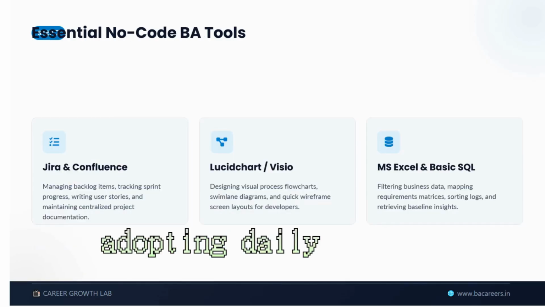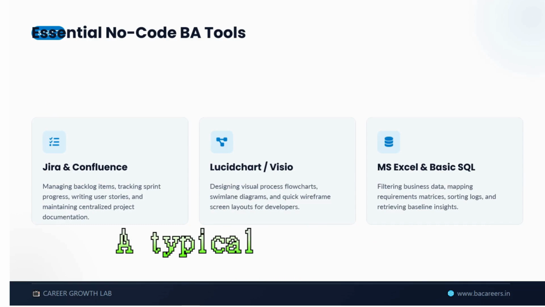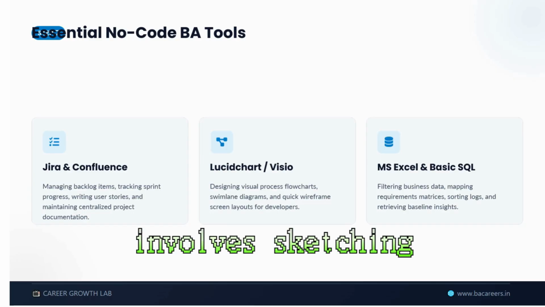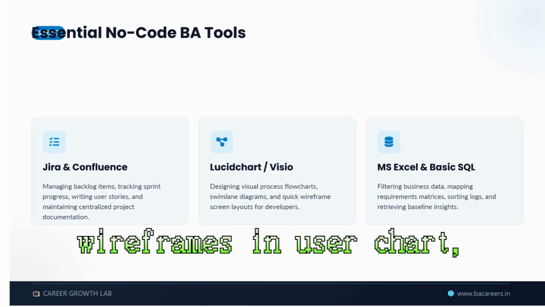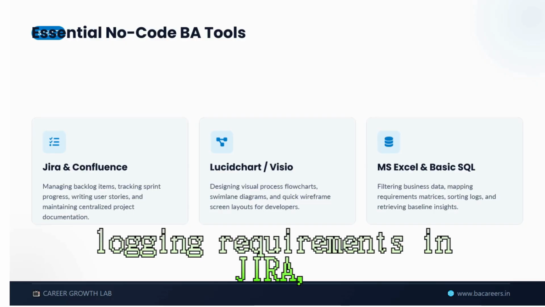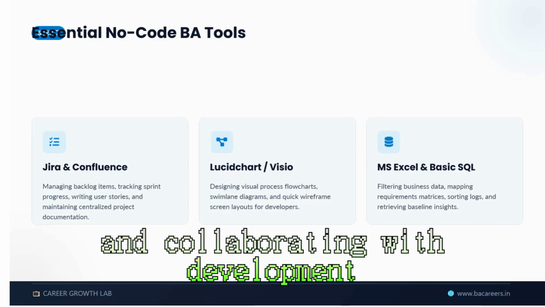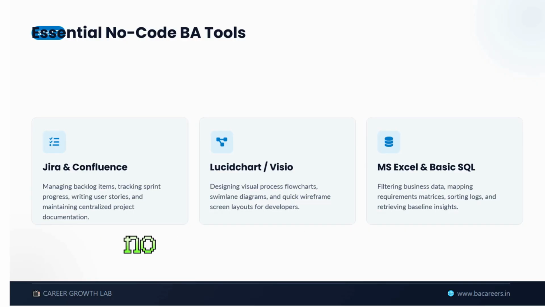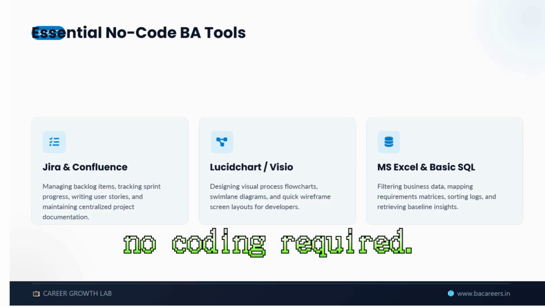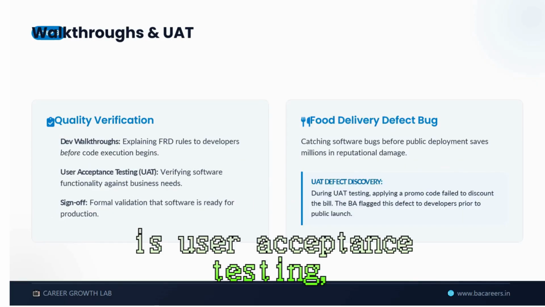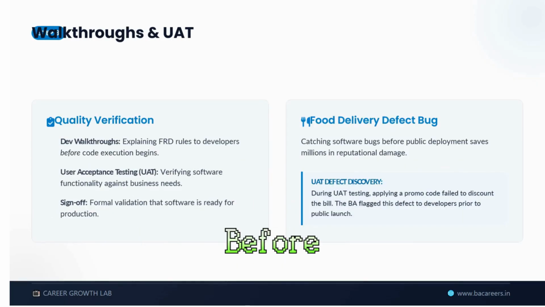Step 7 is adopting daily no-code tools. A typical BA morning involves sketching wireframes in a usage chart, logging requirements in Jira, and collaborating with development leads inside Confluence. No coding required. Step 8 is user acceptance testing, or UAT.